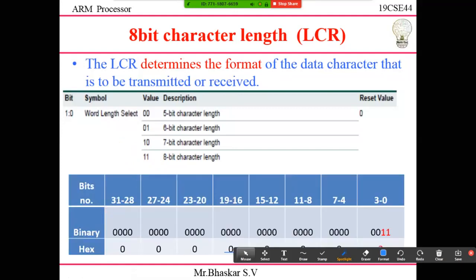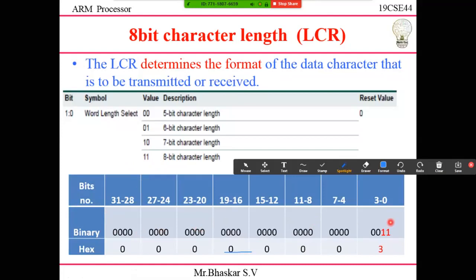Let's see my LCR. In the LCR register, I'm going to make the 0th and first bit 1 1. By making it 1 1, the value becomes 3. So how to read this one? 0 0 0 0 0 3. So this is the usage: if I make the particular bits 1 1, then easily I can set 8-bit character length. Okay. Next, not only that, so many things I need to do in the LCR register.